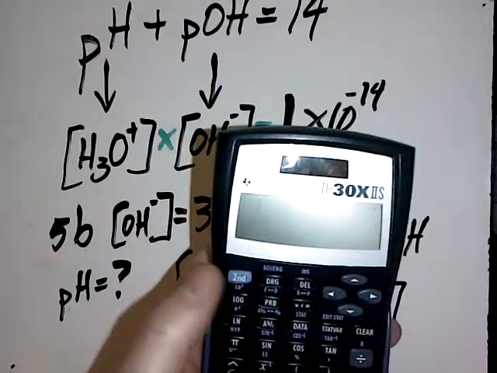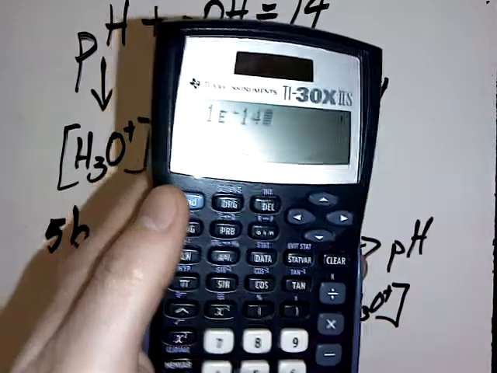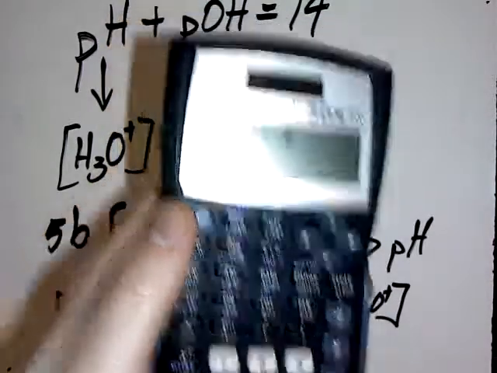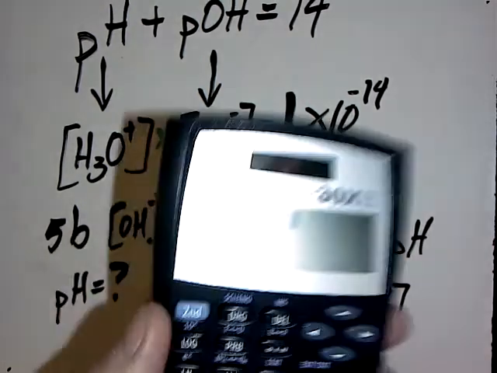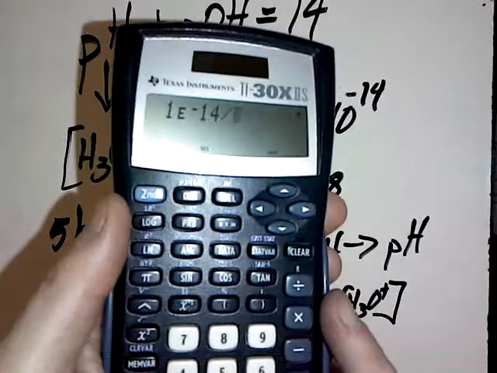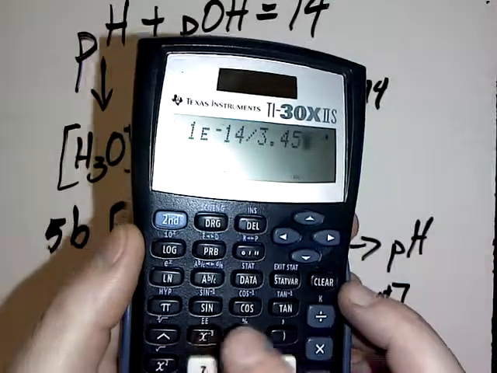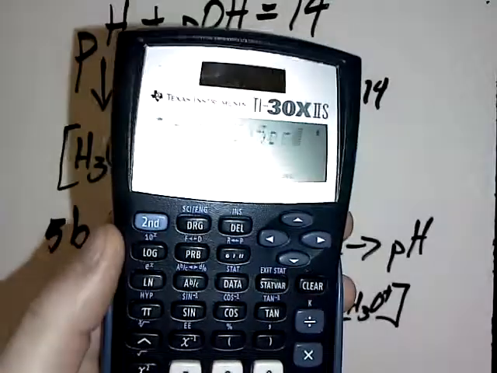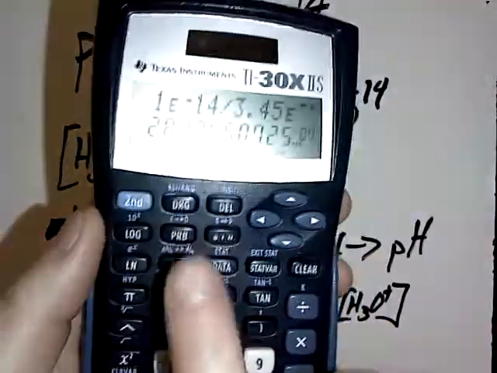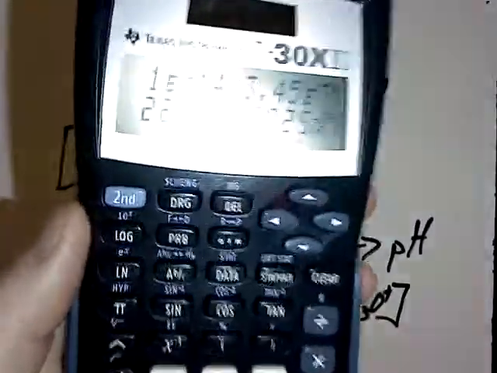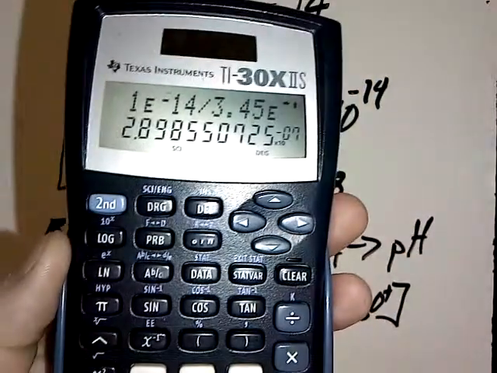Okay, so I'm going to go 1 EE negative 14 divided by, okay, it says my hydroxide concentration is 3.45 times 10 to the negative 8, so I'll type in 3.45 EE negative 8, and I get 2.89, or let's call it 2.90 times 10 to the negative 7. So that tells me that my hydronium concentration is 2.90 times 10 to the negative 7.